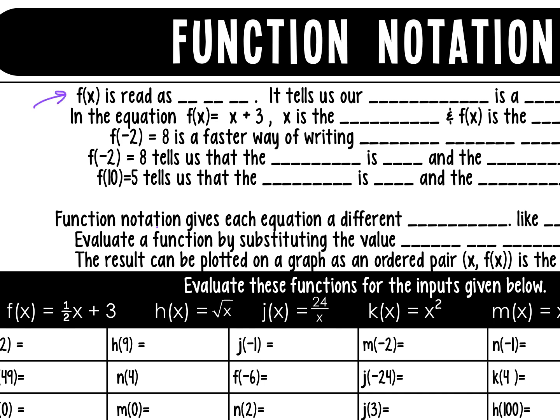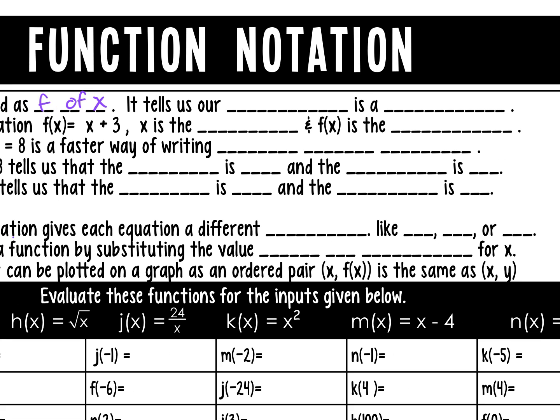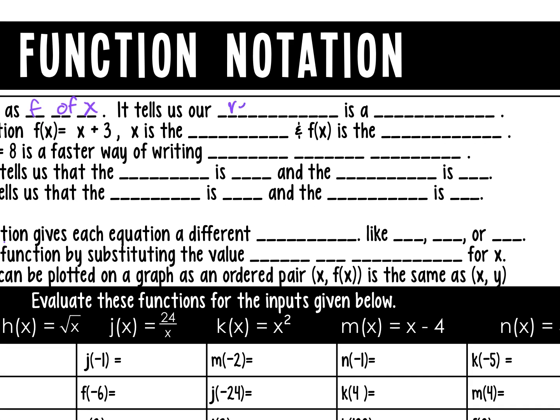Here, we read this as f of x. So in the past, when we had something outside of the parentheses, that was always multiplication. Now we read this as f of x. It tells us our relation is a function.